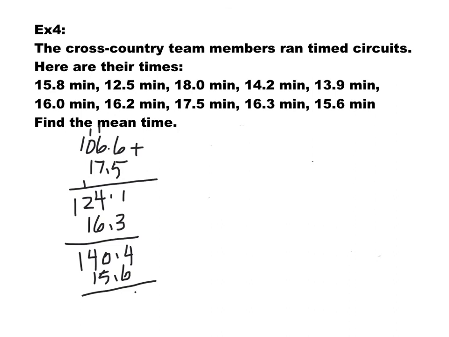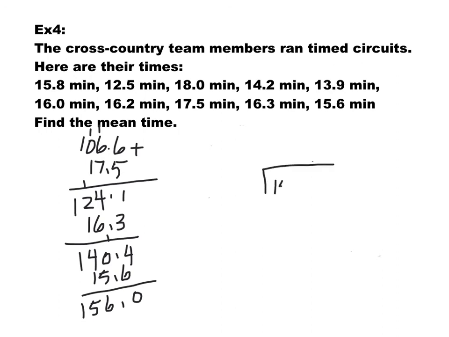6 plus 4 is 10. 1 carried over. 1 plus 5 is 6. 4 plus 1 is 5. And 1 comes down. So we get 156.0. Now this total time is for 10 members. So to find the mean or average, we divide 156 by 10.